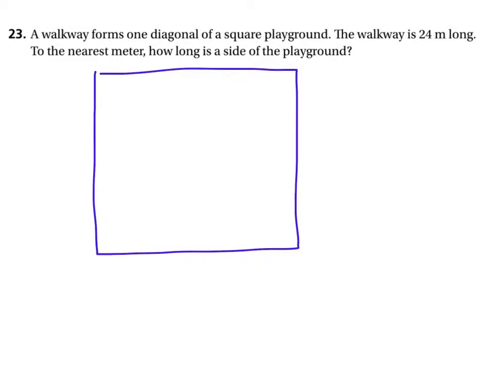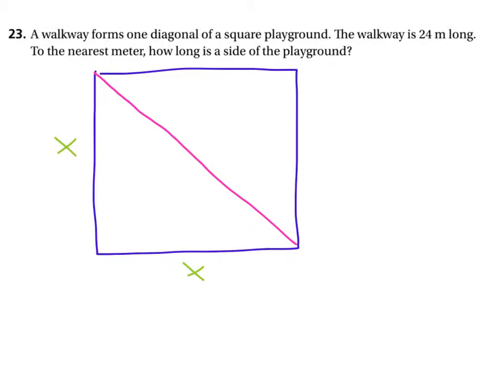Okay, this is a good one, actually, because it says there's a walkway that forms a diagonal of a square playground. So let's draw that square playground. And we don't know what the side length measures, so let's just call the side length x. And then what's the side length? This is also x, right? Because it's square.